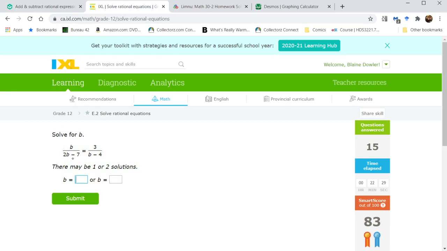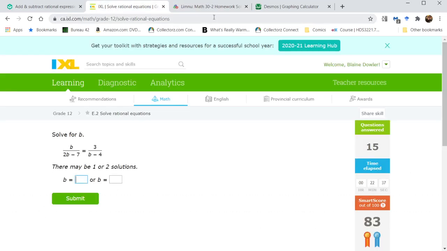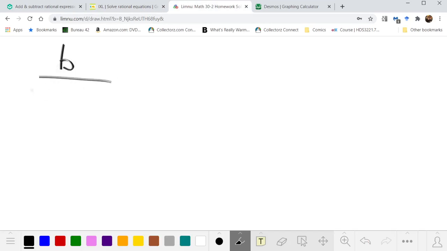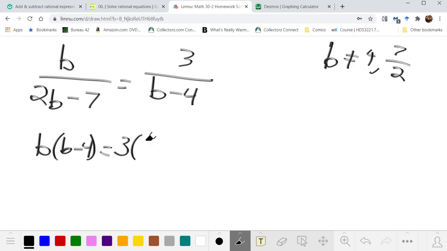So now, b over 2b minus 7 equals 3 over b minus 4. Cross multiplication, knowing that b is not allowed to be 4 or 7 over 2. b times b minus 4 is 3 times 2b minus 7.